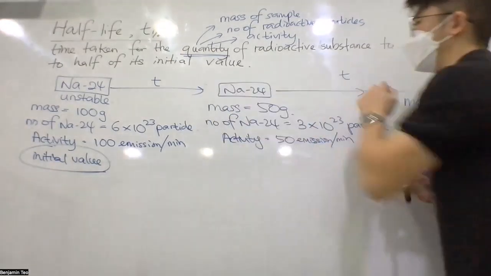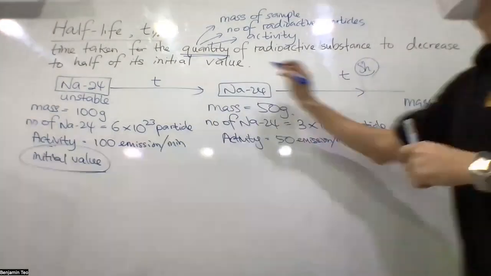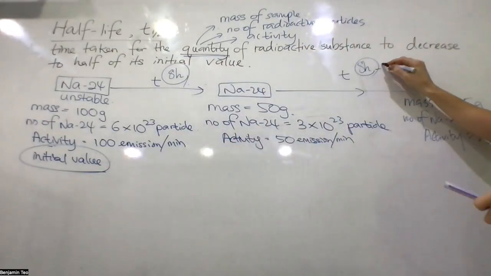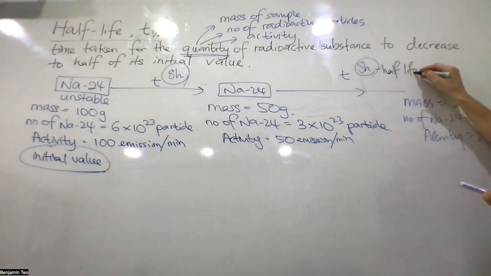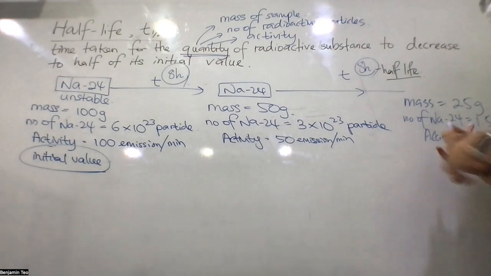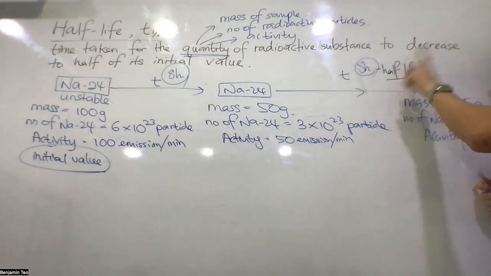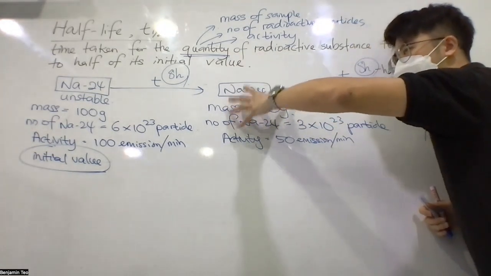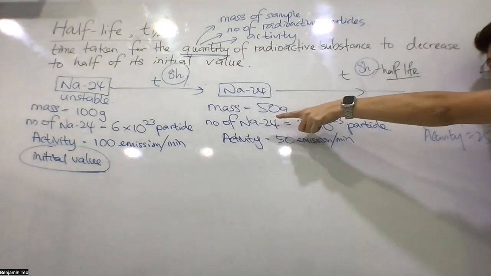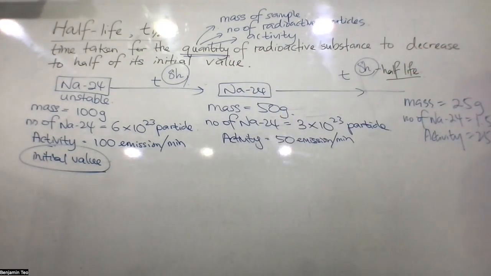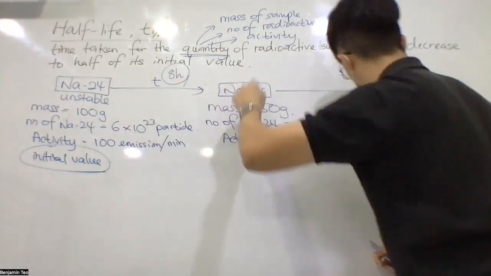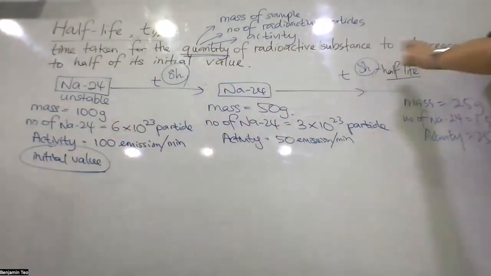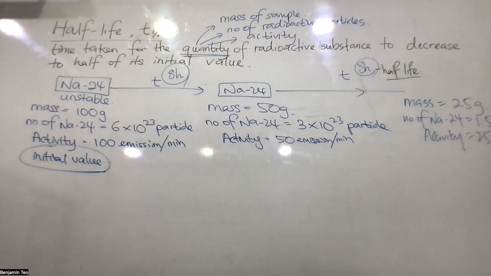This time is the same period of time. I find it is 8 hours. So I say this is my half-life. What is half-life? Half-life first of all is time. It is 8 hours. It is the time for the sample to become half of its previous value, which is 8 hours. So this is one half-life. This is two half-lives. After the sodium has gone through two half-lives, its mass remaining is 25 grams.